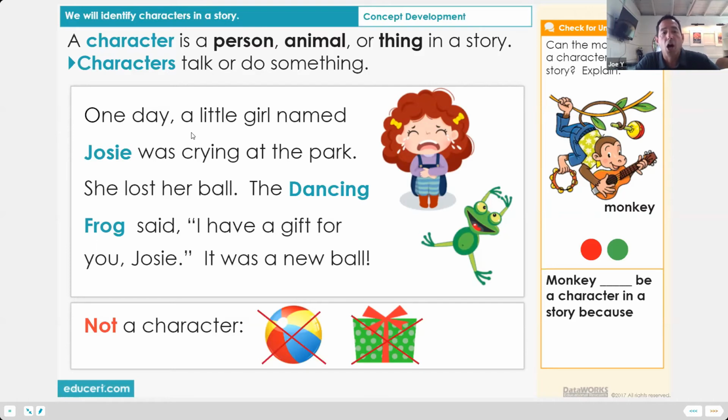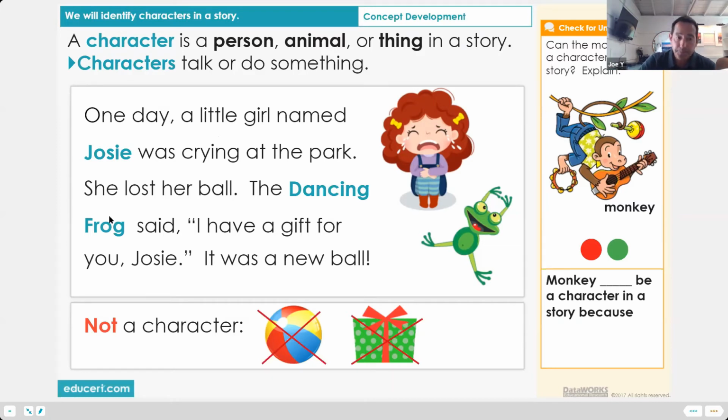One day, a little girl named Josie was crying at the park. Everyone read that with me. 1, 2, 3. One day, a little girl named Josie was crying at the park. Oh, look, I have a little girl. That's Josie. Josie's a person and she's crying. So she's a person and she's doing something that a person would do. She's a character in my story.